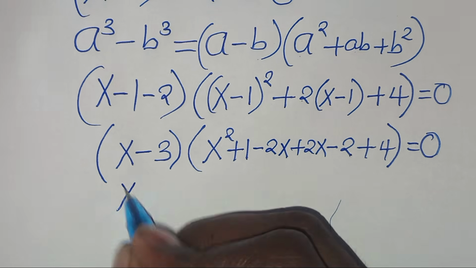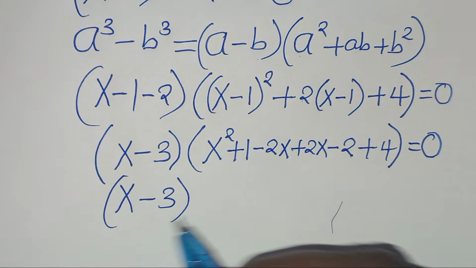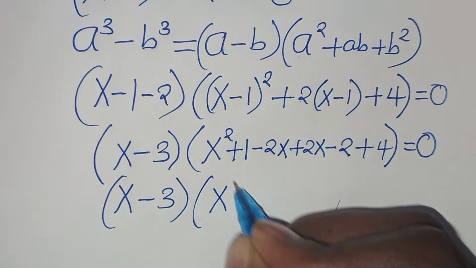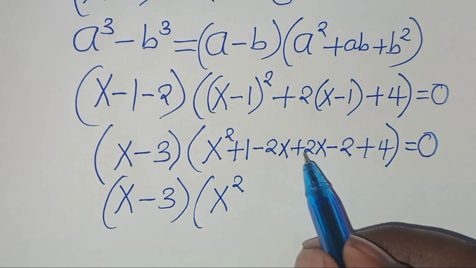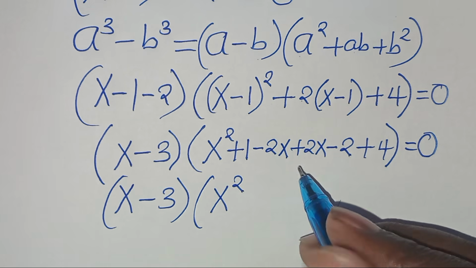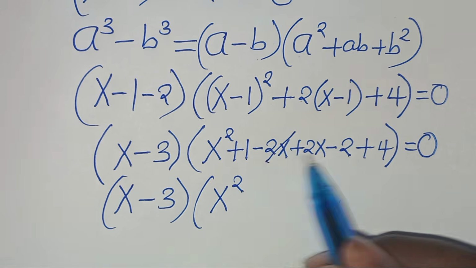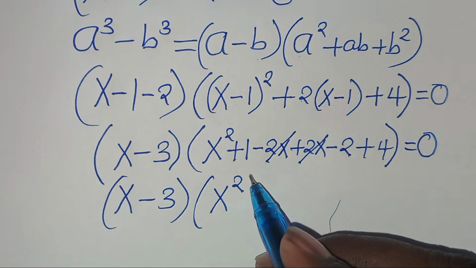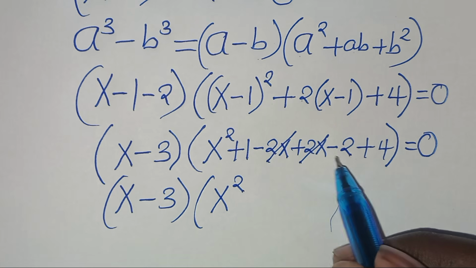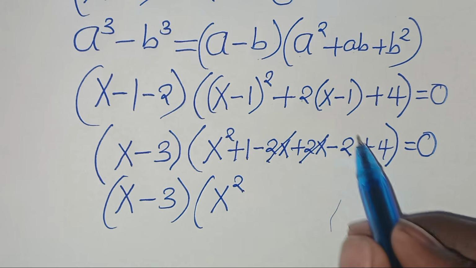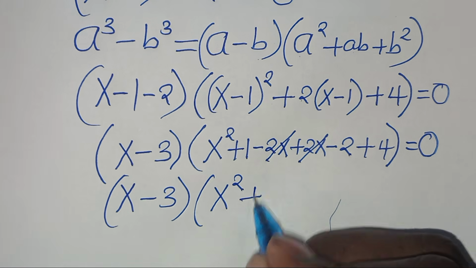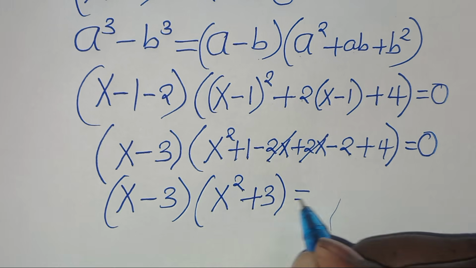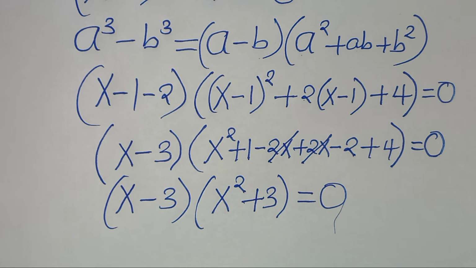So we have (x − 3) times (x^2). Now we have minus 2x plus 2x here, so this simplifies. So we have x^2, then 1 − 2, this is minus 1, then minus 2, this is minus 1 plus 4. This is plus 3, and this is equal to 0.